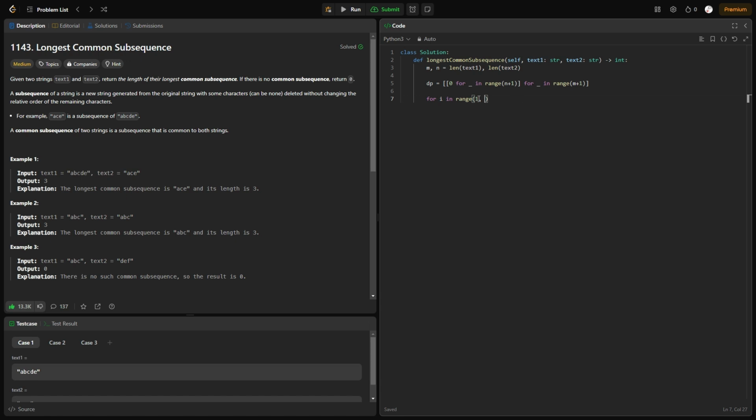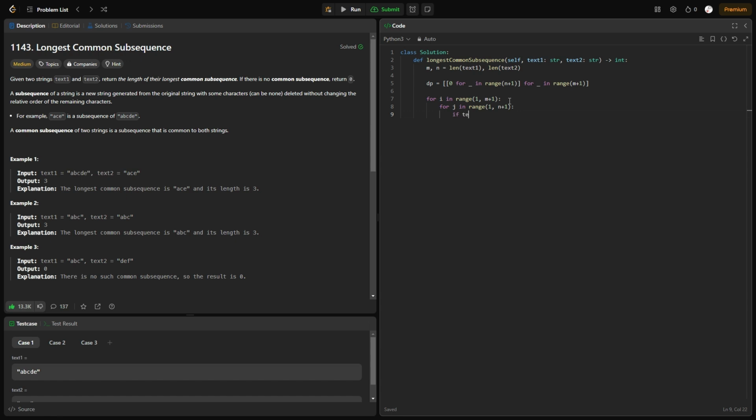So starting from the first character in string 1 and then looking for the same character in string 2. So for i in range 1 all the way until m plus 1, since this number here is non-inclusive. Now we can do another for loop to check every character in text 2. So for j in range, starting from 1 all the way to n plus 1.